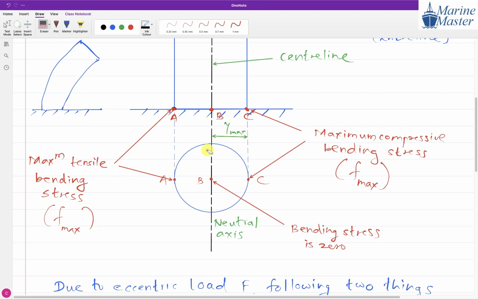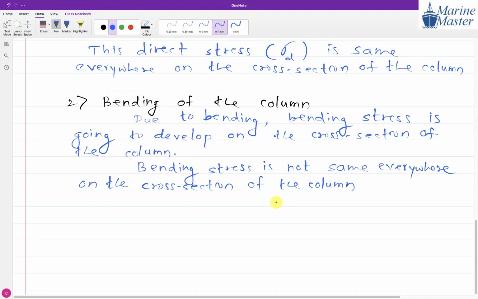Because our cross section is symmetrical about the neutral axis. So this side Y max and this side Y max, both outer fibers are at the same distance from the neutral axis. So F max from this side and F max from this side will be the same. So for this chapter, bending stress is not the same everywhere on the cross section, and maximum bending stress F max will be M by I into Y max. This is the maximum bending stress.